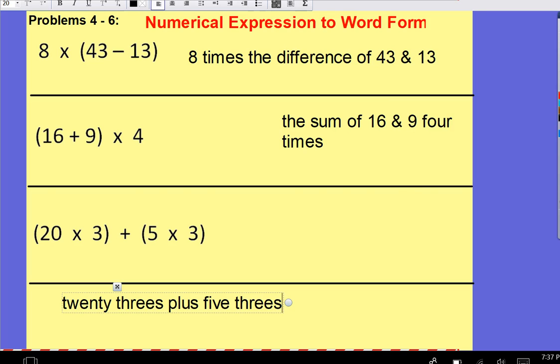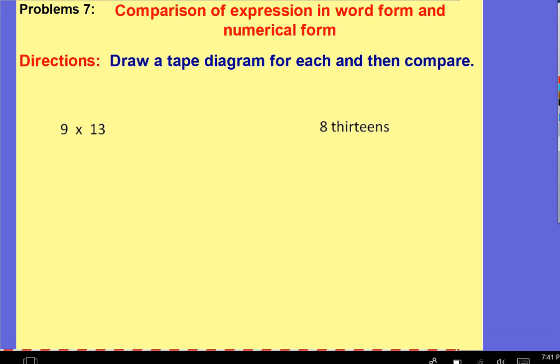Okay, so let's take a look at another problem. Now we're taking a look at a different kind of problem. It's asking us to draw a tape diagram for each and then compare. So I have 9 times 13, and I want to model that in a tape diagram, comparing that to 8 13s. So I'm going to start out by drawing my tape diagram, and each value inside the box is worth 13. 1, 2, 3, 4, 5, 6, 7, 8, 9. And so each one of those is worth 13.